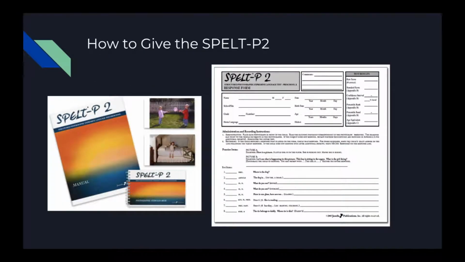So how to give the SPELT-P2. You're going to see a clip in a couple seconds about how to actually physically give the SPELT-P2, but here's just a brief overview. To give this assessment, there are very few materials required. You need the stimulus book, which is that tiny little rectangular spiral-bound book that you see in the picture, and you need a protocol, which is the white and black picture on the other side.